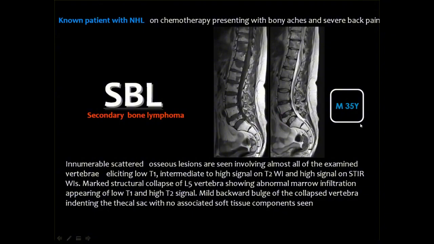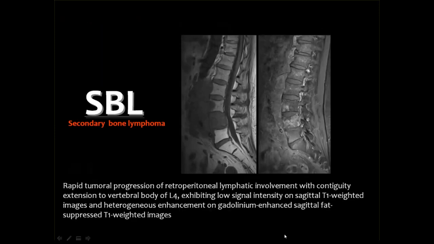And here you can see a patient with multiple lesions in the vertebrae associated with subtotal collapse of L5, and the lesions are of low signal in the T1 and intermediate signal in the T2. This can fit for metastasis and also can fit for myeloma. And this patient is known to have non-Hodgkin lymphoma and is receiving chemotherapy. Then you diagnose these as multiple lymphoma.